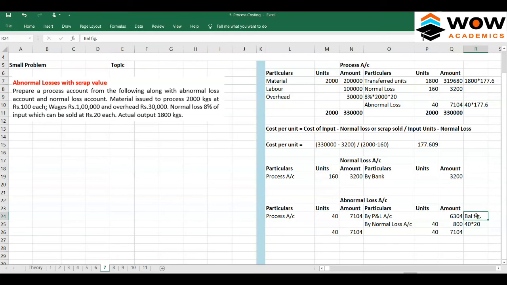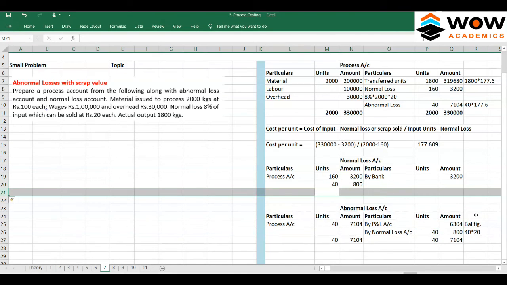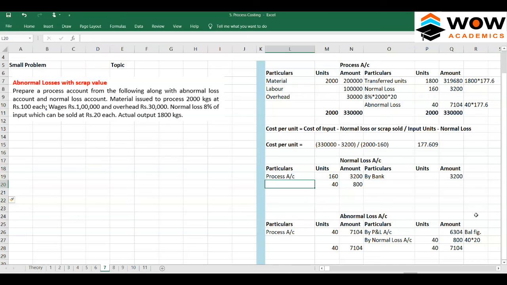So now our abnormal loss account is over, right? So these 40 units which could be sold for 800, this also should go to the normal loss account. Once it goes here, this would be named as abnormal loss account, from where it has come. So 800. So all this put together can be sold to the bank. So we can close it now.